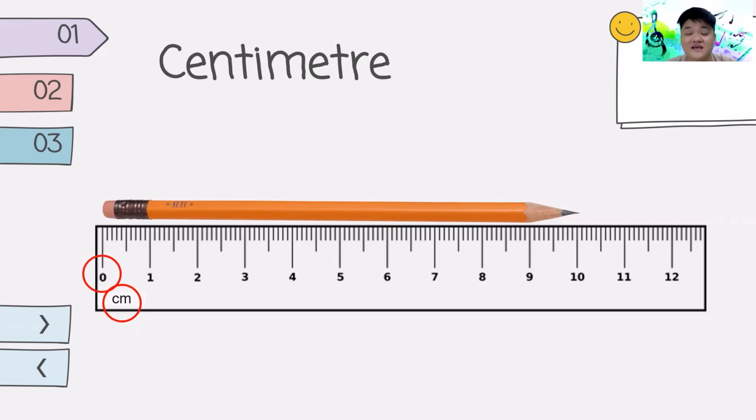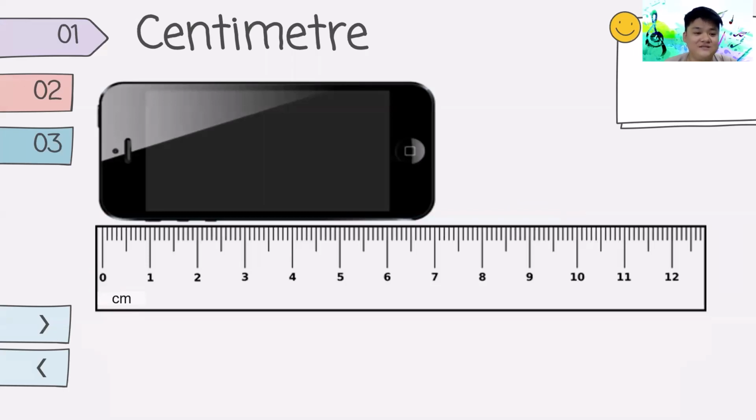And then we read the ending of the pencil. Kemudian kita baca di mana pensel ini berpenghujung. This is 10. So, the length of the pencil is 10 centimeter. Understand? One more example. Look, this is again in centimeter, and we put the phone at 0, and the length of the phone is, what is the answer? Say it together, everyone. Very good. 7 centimeter. Do you understand?